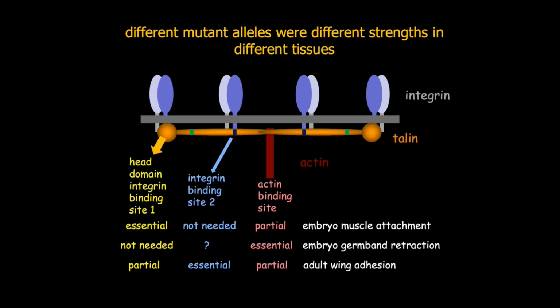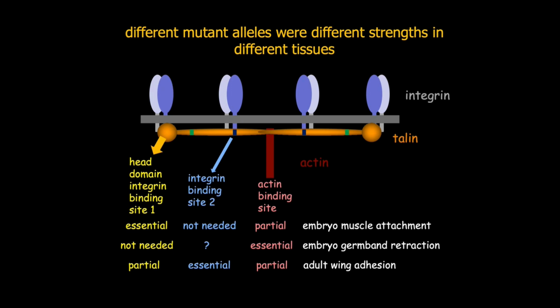So, for example, if you delete the head domain, then it essentially can't function at all in muscle attachment sites, so it's absolutely essential. Whereas germ band retraction occurred normally, and in adult wing adhesion we got a partial phenotype. Similarly, if we delete this actin binding site, that partly eliminated function in the muscle. It was absolutely essential for germ band retraction, and also partly required for wing adhesion. And then this integrin binding site 2 does not seem to be essential for the muscle.